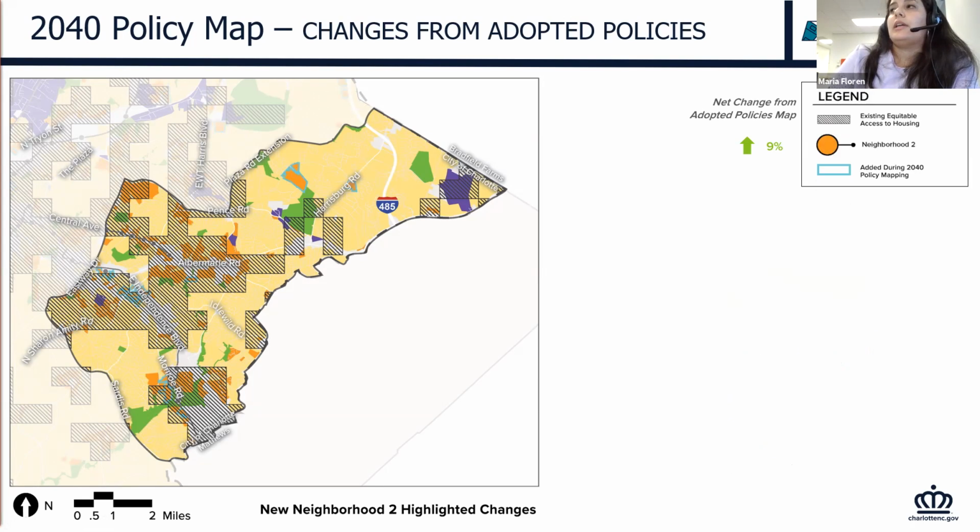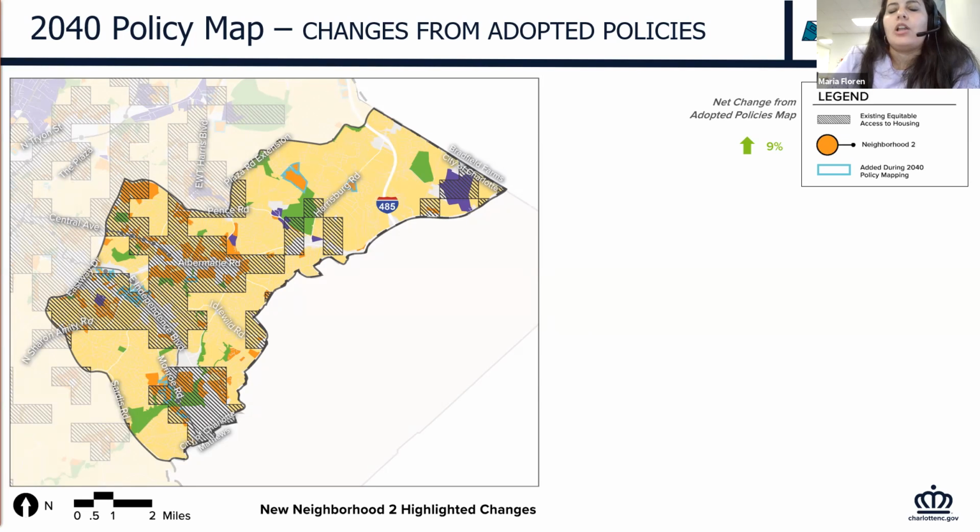So the next thing we're going to look at is neighborhood 2. It looked like it increased 9%. Neighborhood 2 is a place type tool that helps provide more housing opportunities through housing unit diversity. Here you can see in orange where some of that neighborhood 2 was mapped, and it looks like it's some along Central and Albemarle, along Monroe.